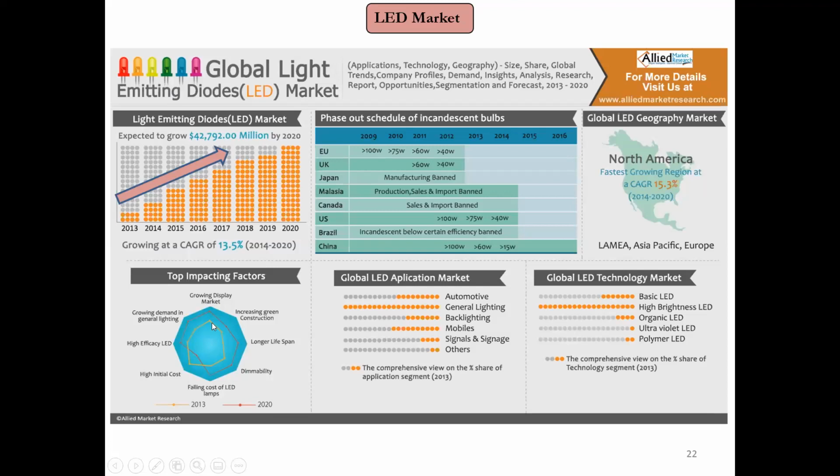So the display market is expanding, for example. What else? Efficacy is increasing, initial cost is decreasing, and so on and so forth. So this is the global LED application market: the automotive industry, as we saw in the list on the slides, general lighting that we have been talking about, backlighting, and the LEDs most in demand are high brightness LEDs, especially for the automobile industry.